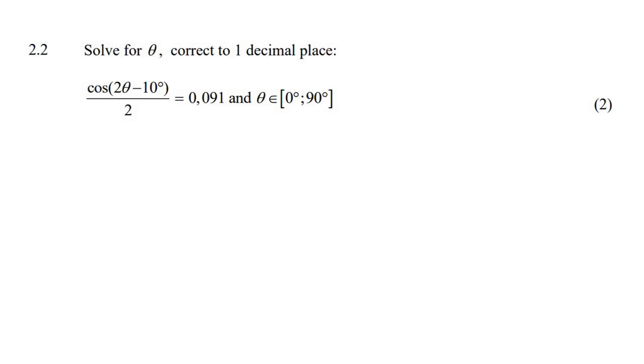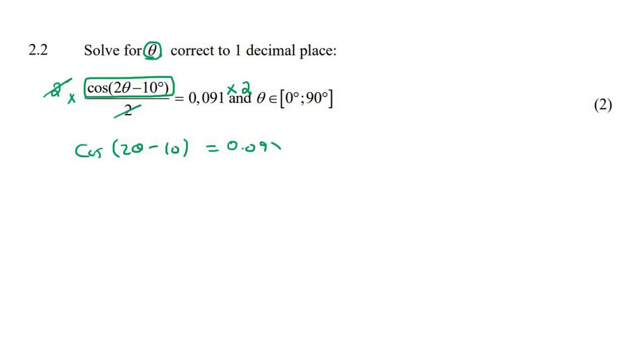This question wants us to solve for theta. So whenever we have to solve for theta, you need to get sin, cos, or tan, and this part with the bracket, completely by itself. So this part needs to be taken to the other side. So you would multiply it on the other side. Because if you multiply this side by 2, what you do to the one side, you do to the other side. And so this 2 and this 2 would cancel. And so we now have cos 2 theta minus 10 equals 0.091 multiplied by 2.